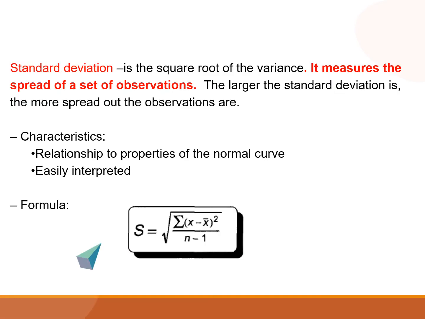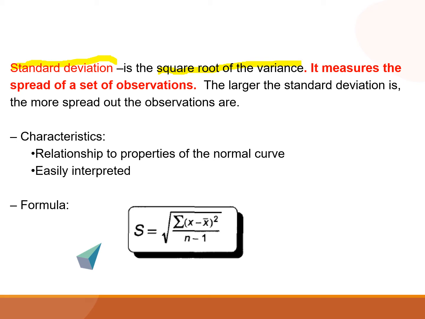Then you also have another parameter that is very useful in the assessment of the dispersion of your data. You have your standard deviation. What sets your standard deviation apart from your variance is that the standard deviation is easily interpreted. Very easy to interpret the values for the standard deviation. We can actually derive the standard deviation by getting the square root of the variance.